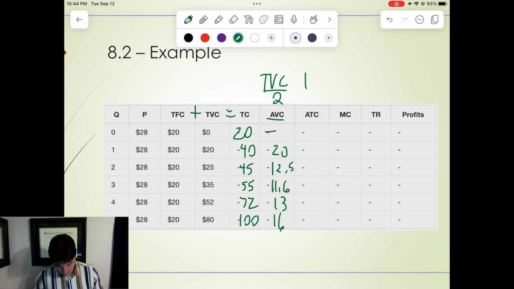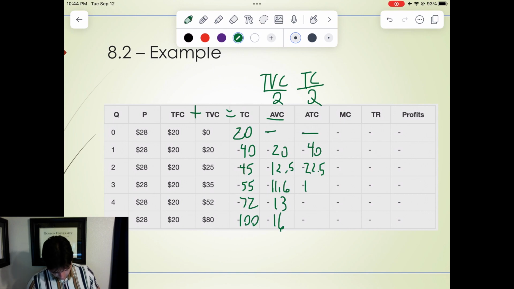Then we'll do average total cost, and all that is total cost divided by quantity. So that'll be 20 divided by 0, can't divide by 0. 40 divided by 1, 40. 45 divided by 2, that should be 22.5. 55 divided by 3 should be 18.33. 72 divided by 4, 18. And 100 divided by 5, which should be 20.